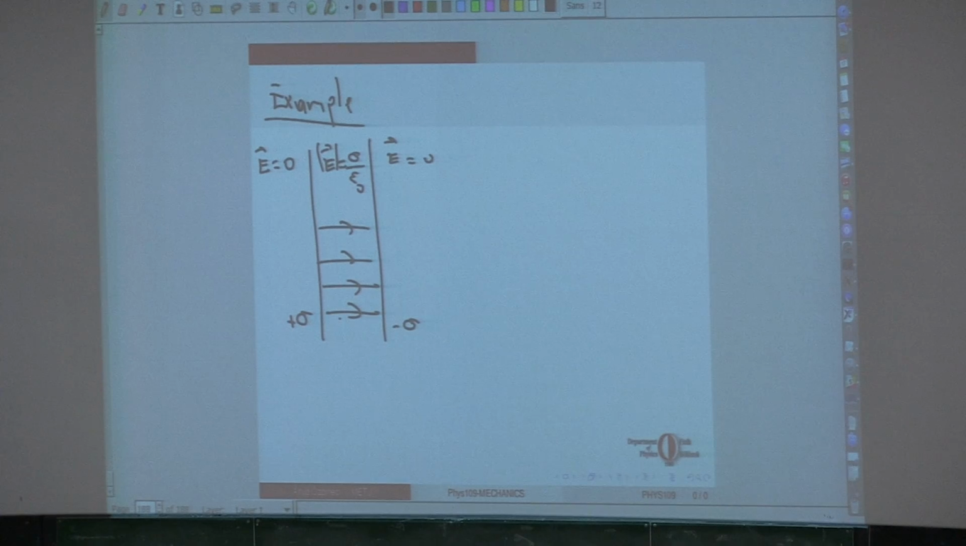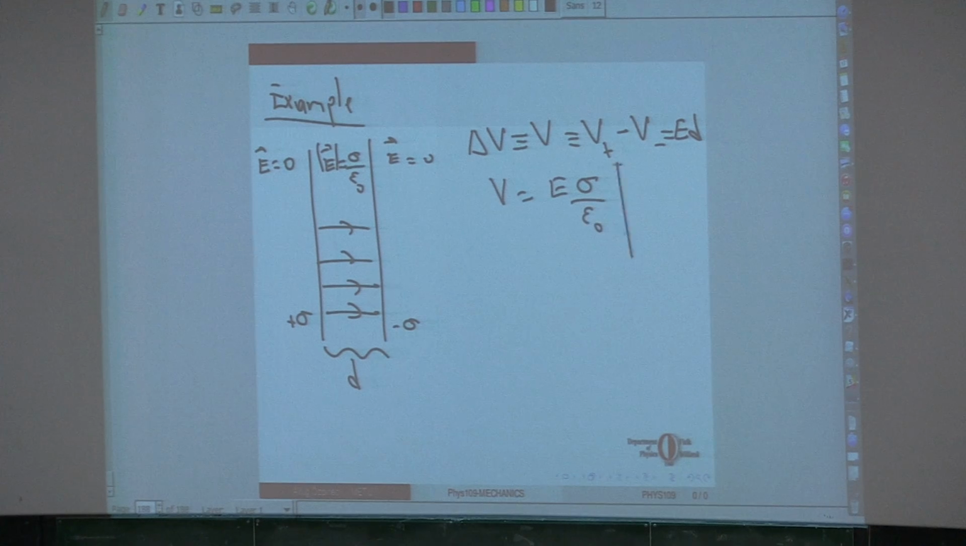So what is the potential difference? Let's assume that these two are separated by a distance d. Well, the potential difference, let us just show it by the symbol V only, which we define as the potential of the positive plate minus the potential of the negative plate. This is nothing but the magnitude of E times d, or V is equal to sigma d over epsilon 0. This is valid for an infinite plate.